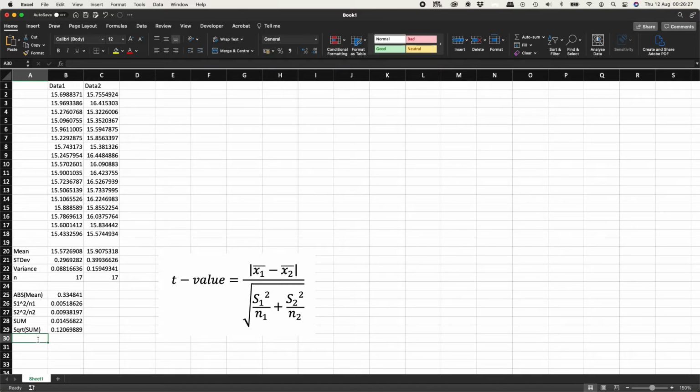In this case, we're going to put the t-value, which is of course our objective. We're going to divide the absolute value of the subtraction by the square root of this, and we get a value of 2.77.